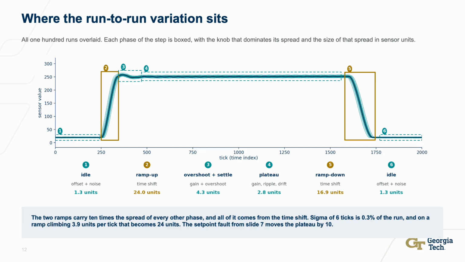On the plateau, where the signal is flat, shifting a run by 6 ticks changes almost nothing. On the ramp, the signal is climbing at about 4 units per tick. So 6 ticks of shift moves the value at any given point by roughly 24 units. Compare that with the set point fault from slide 7, which moved the plateau by 10 units. The largest source of variation among healthy runs is more than twice the size of the fault we are trying to catch, and it has nothing to do with the wafer quality.